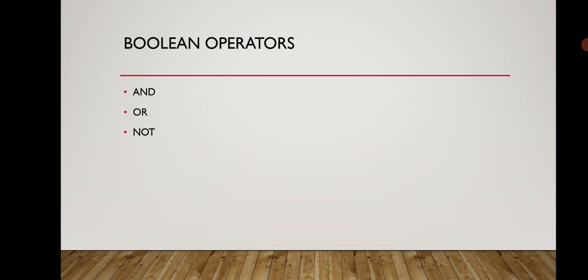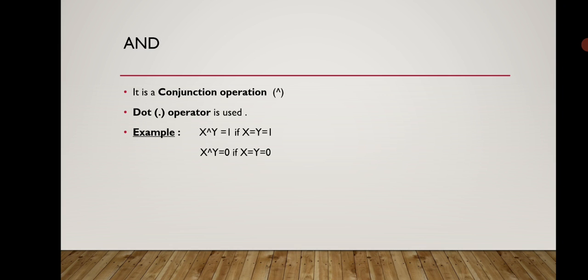Now, what are the Boolean operators? Let us see what those are. AND, OR, and NOT are the Boolean operators here. So let us see in detail about AND, OR, and NOT. The AND operation is termed the conjunction operation, so the dot operator is used to perform it. For example, x conjunction y is 1 only when both x and y are 1, and x conjunction y will be 0 when both the values are 0, guys. This is how an AND operation takes place.